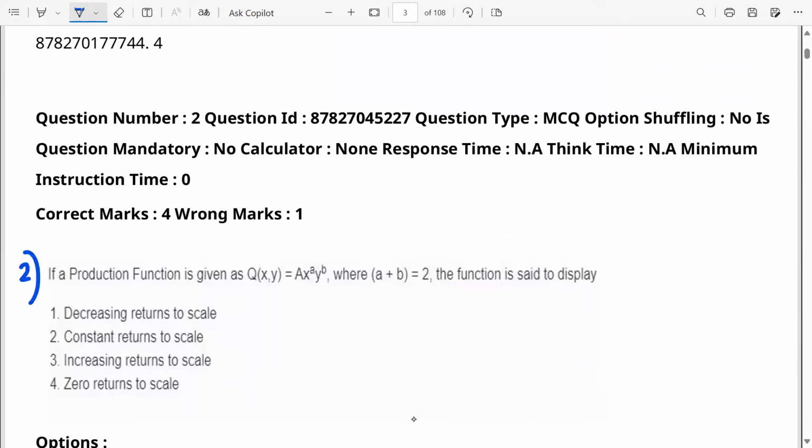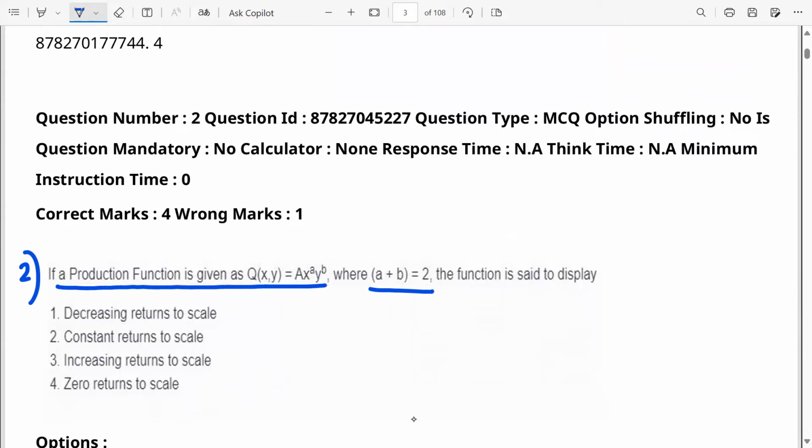Question number 2. If a production function is given by Q as a function of X and Y, which is A X to the power A, Y to the power B, where we are given that A plus B is equal to 2, the function is said to exhibit decreasing returns to scale, constant returns to scale, increasing returns to scale, or zero returns to scale.